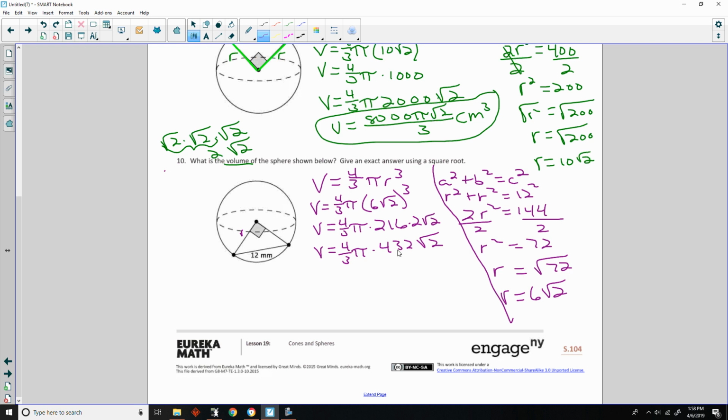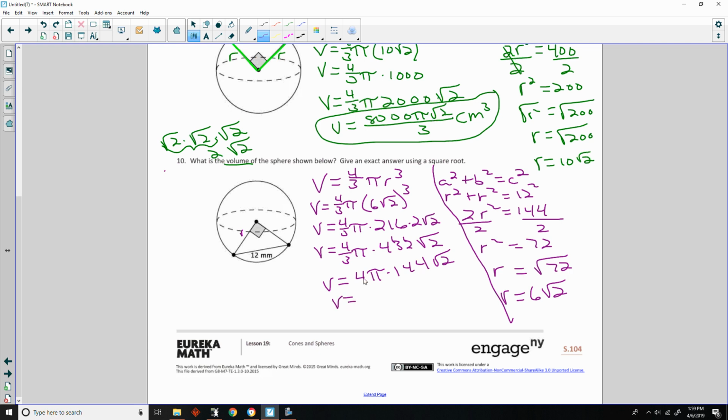Well, 4 and 3 is 7, and 2 is 9, so 3 will go into this evenly. So I'm going to reduce that, so it's going to be 4 pi. 3 will go into 4 once with a remainder of 1. 3 goes into 13 4 times with a remainder of 1, and 3 goes into 12 4 times. So 432 divided by 3 is 144. So the square root of 2 is still there. The numerator that was here is still there. Now I just multiply those two and we're done.